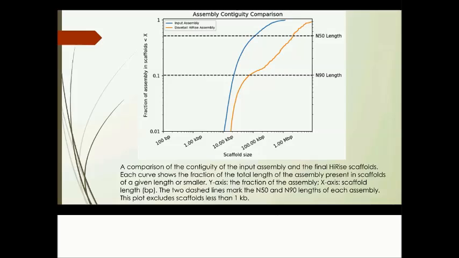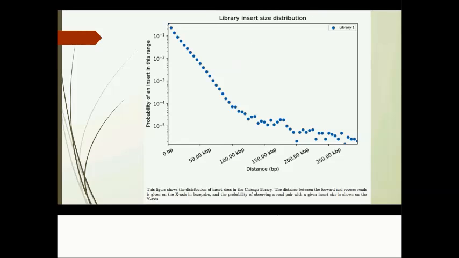This is the contiguity plot of that data showing the improvement from our assembly, which was the blue, to the Dovetail HiRise assembly in the red, showing increased scaffold sizes. Next slide. And again, the library size distribution that was in the Chicago library. Next slide.